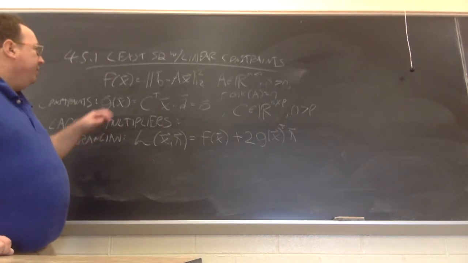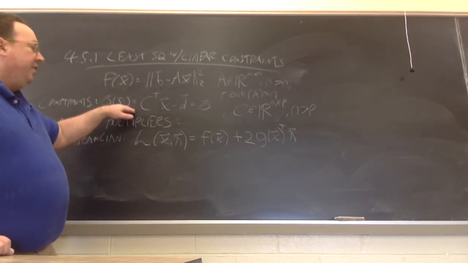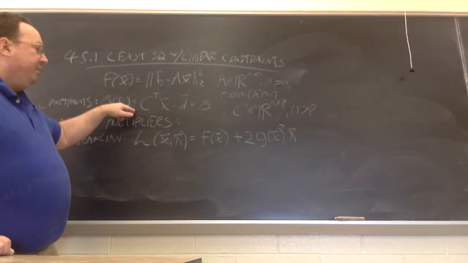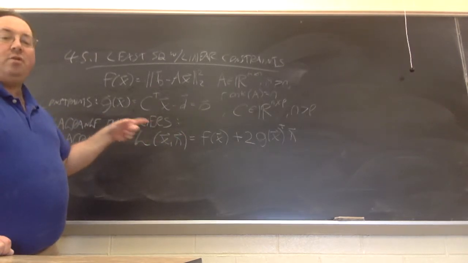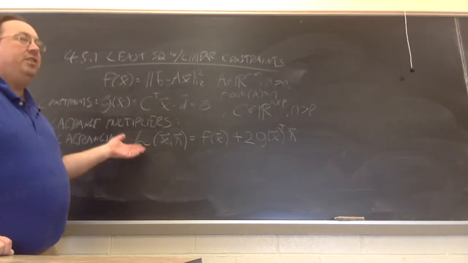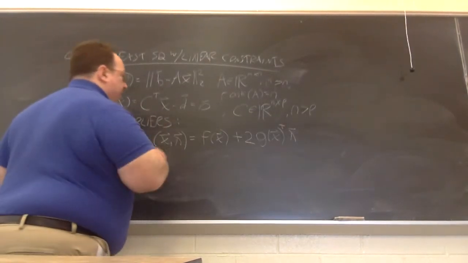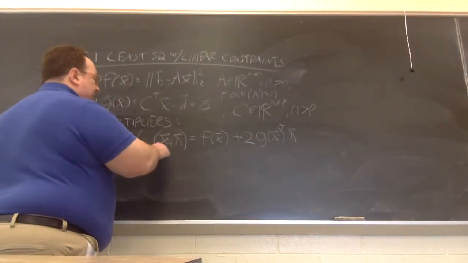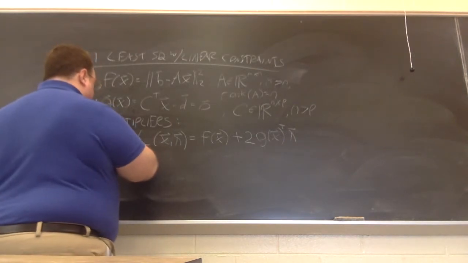So instead of trying to minimize this subject to this constraint, we can think of it as trying to minimize this function subject to no constraints. How do you do unconstrained minimization? You set the gradient equal to 0. The whole gradient, in other words, the partial derivatives with respect to the x's and the lambdas. So I'll write them separately.